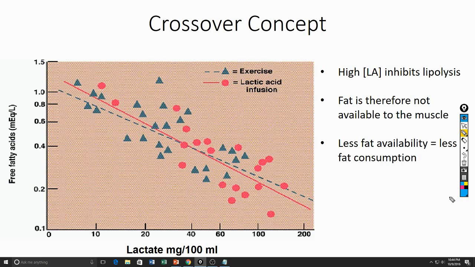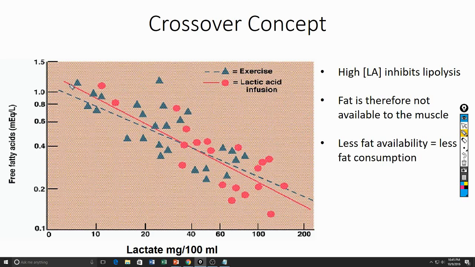So the more lactic acid that's hitting the system, the less lipolysis is happening. And if there's less fat being released through lipolysis, then there's less fat available to be picked up by the muscle. And if you don't have the capacity to even pull up that substrate into the muscle cell, then it's exceptionally difficult for that muscle cell to burn that substrate, because it's not around.